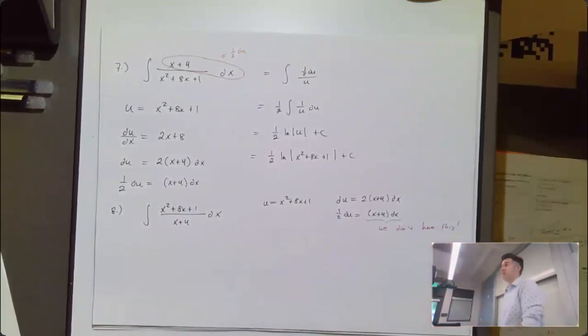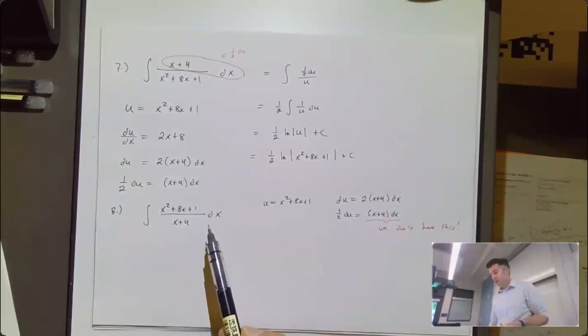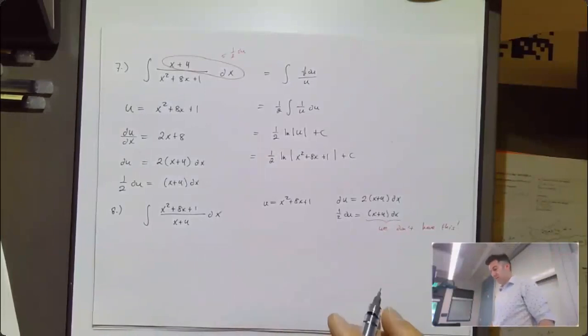So we can't make this u substitution work. Typically, when you're picking u, du has to be a thing that's in the numerator. You can't have the reciprocal of what you want. In this case, we really want x plus 4 in the numerator and it's not. So instead, we have to do something else.